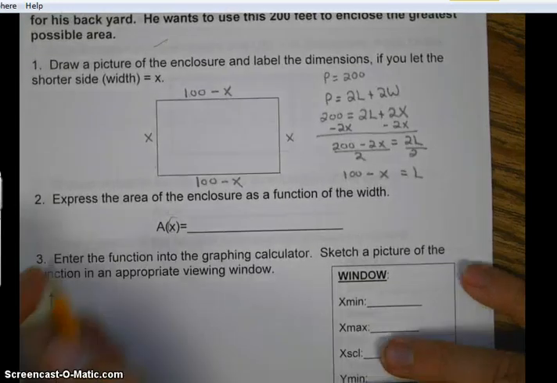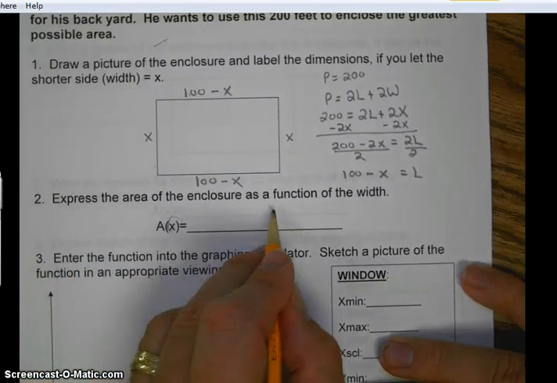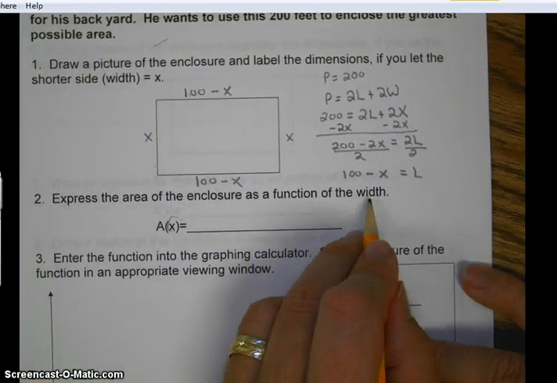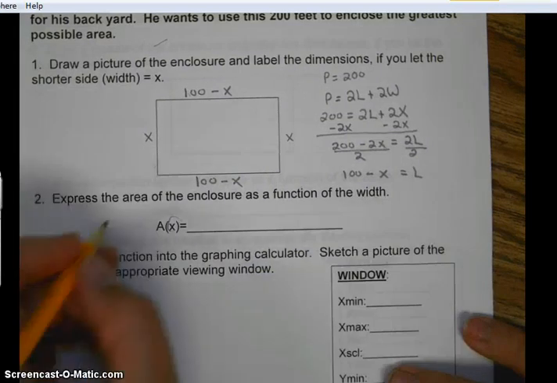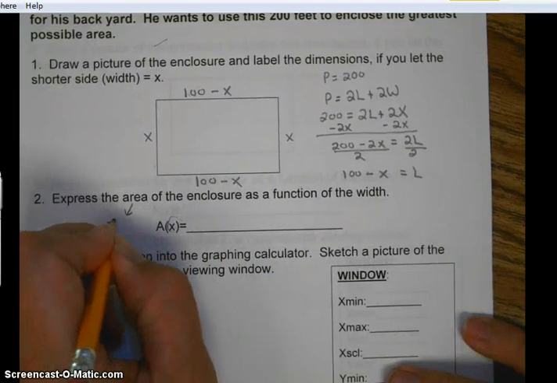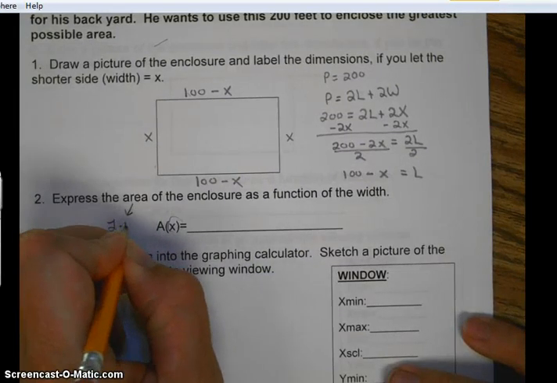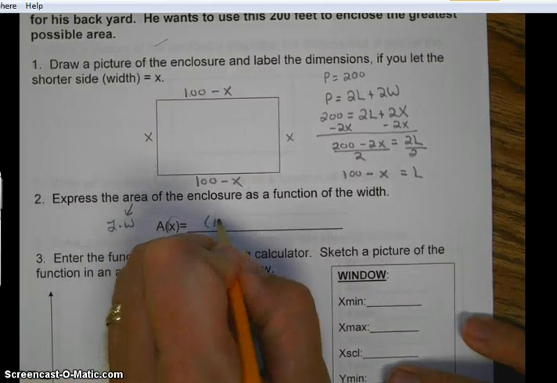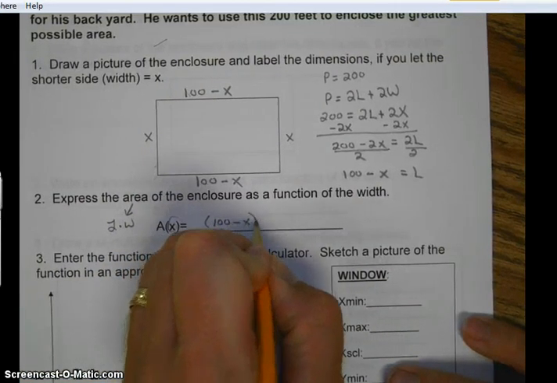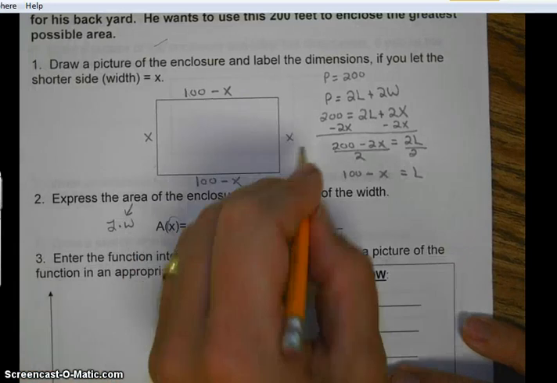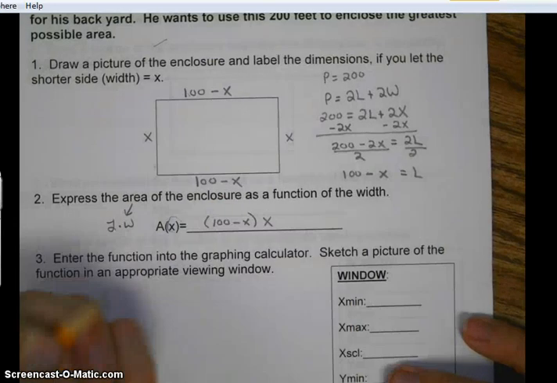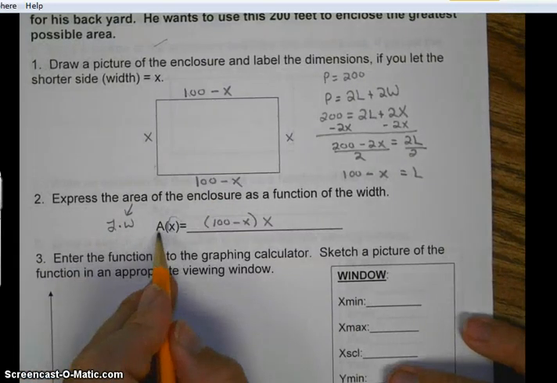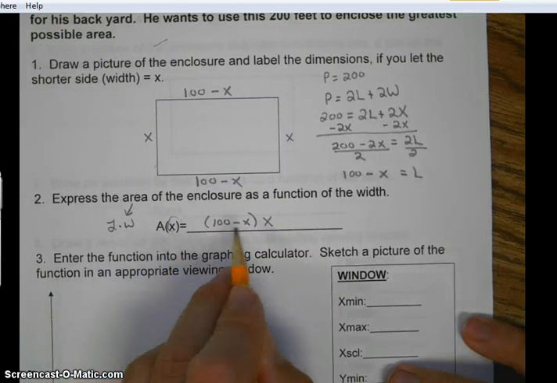Okay, number 2, express the area of the enclosure as a function of the width. So we remember that to find the area of a rectangle, it's length times width. We know that the length is 100 minus x, and we know the width is x. So the area of the enclosure in terms of x is this times this.